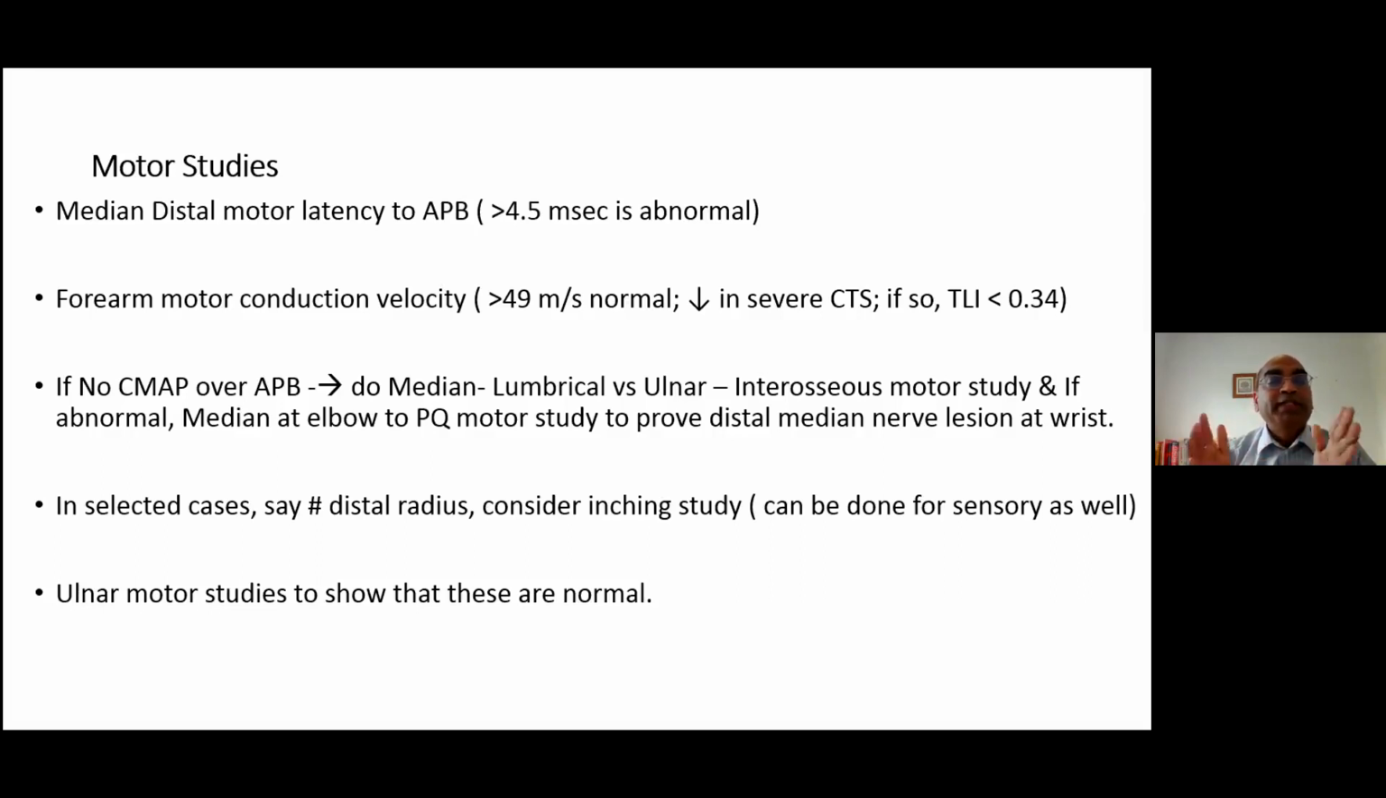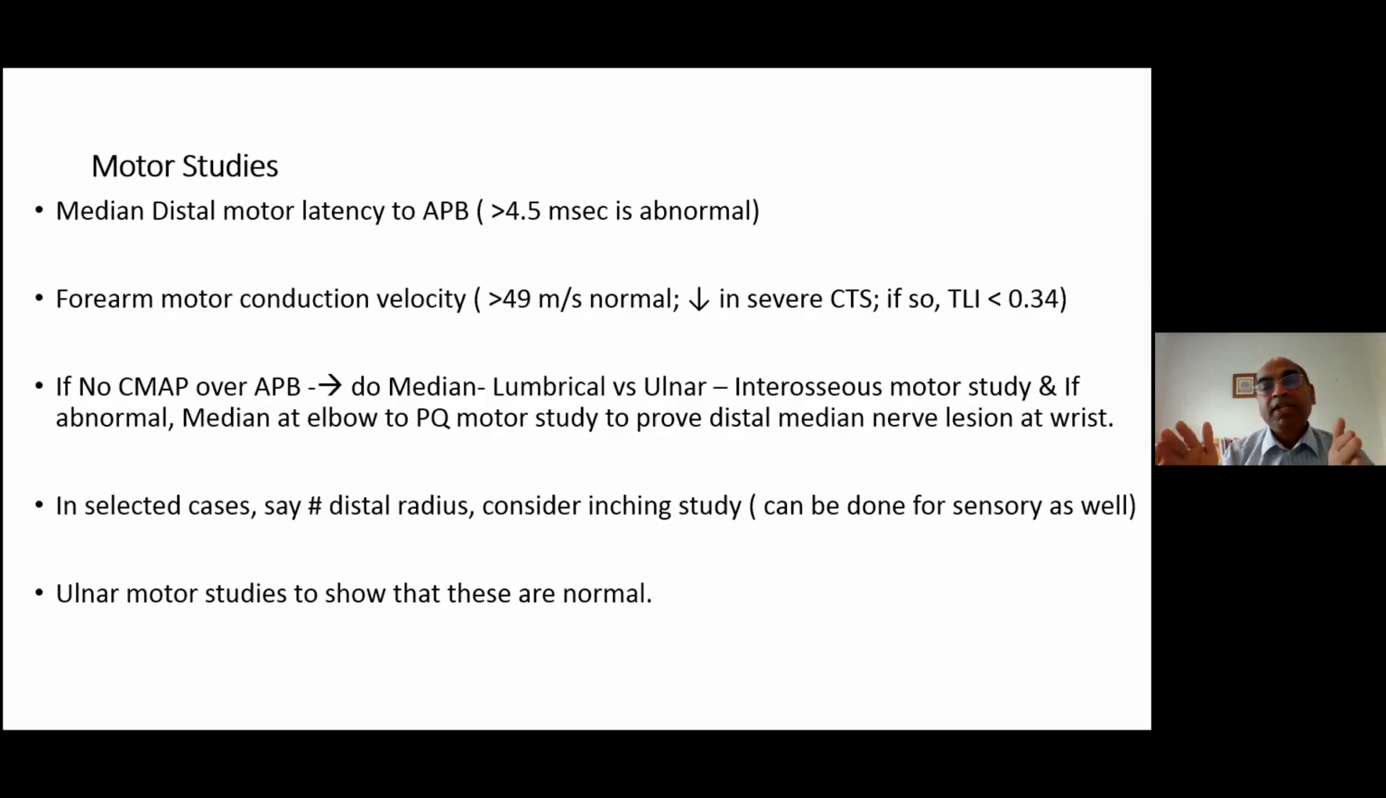And forearm motor conduction velocity should be normal. So the delay must be from the wrist down, not above. So the forearm motor conduction velocity should be 50 meters per second or more. We have to bear in mind that in severe CTS, even the forearm motor conduction velocity can dip down to 41 or 38 or 44 or something like that. It never goes into the 20s or low 30s. So it's always more than 40, but less than 50, that kind of range.